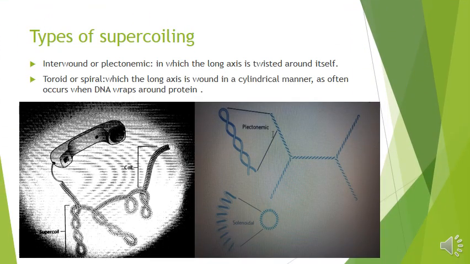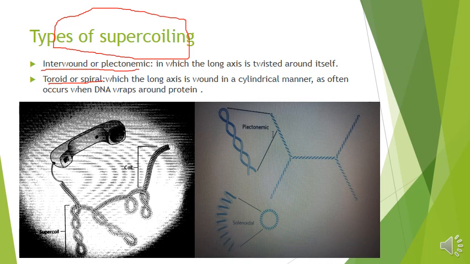The type of supercoiling, this concept, will help us know whether the DNA is positively supercoiled or negatively supercoiled. Most students are confused about this concept, but I will try to teach you very easily. In the interwound or plectonemic type, and also in the toroid or spiral form, we have positive and negative supercoiling in every one of them.